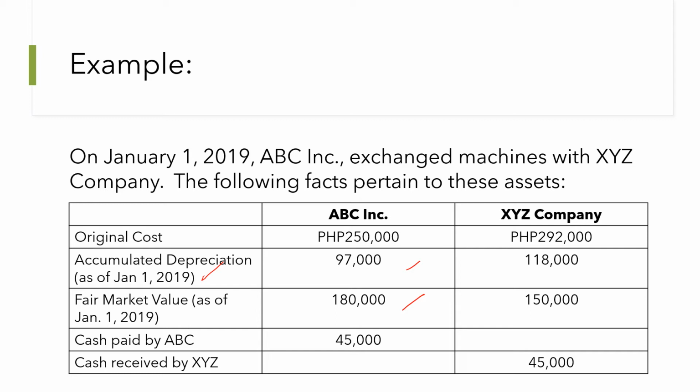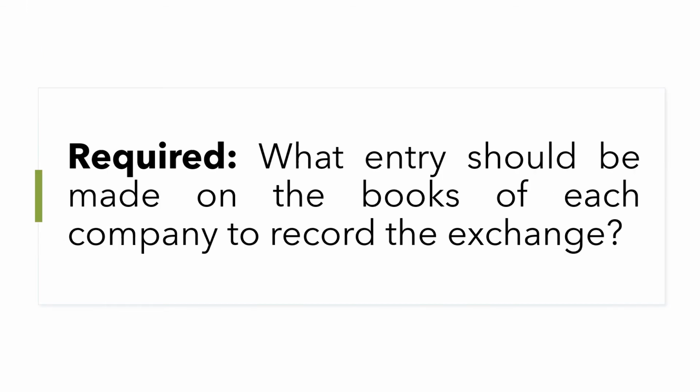That is why, if you notice, it says here that cash received by XYZ is 45. We are surprised: cash paid by ABC, 45, then cash received by XYZ, 50. So, who paid the extra 5,000? I don't know. For XYZ, the original cost is 292,000. Accumulated depreciation is 180. The fair market value as of that date is 150,000. So, please remember the data. I will take a picture of it so I have a reference when solving. Okay, what are the requirements?